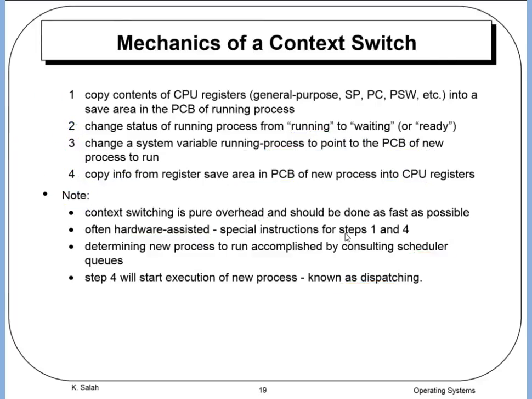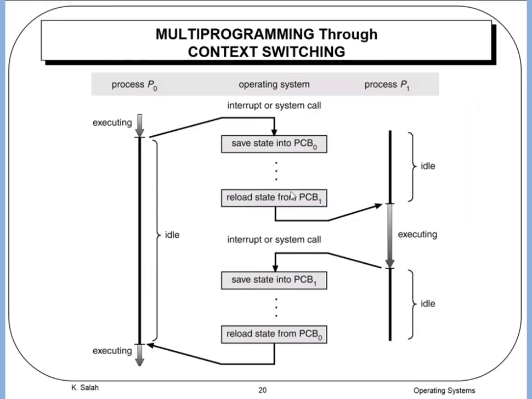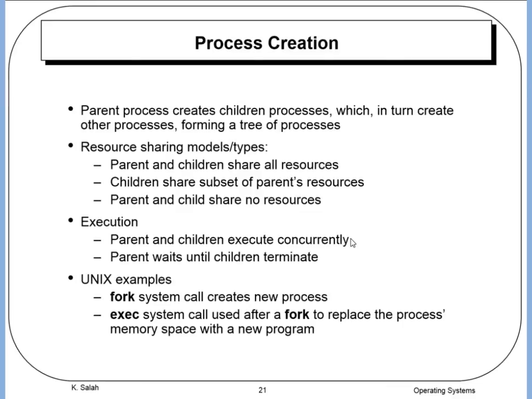Let's look next at how we do context switching. So we have here process 0 and process 1, and we want to switch between these two. So we do it sort of like multiprogramming between them.